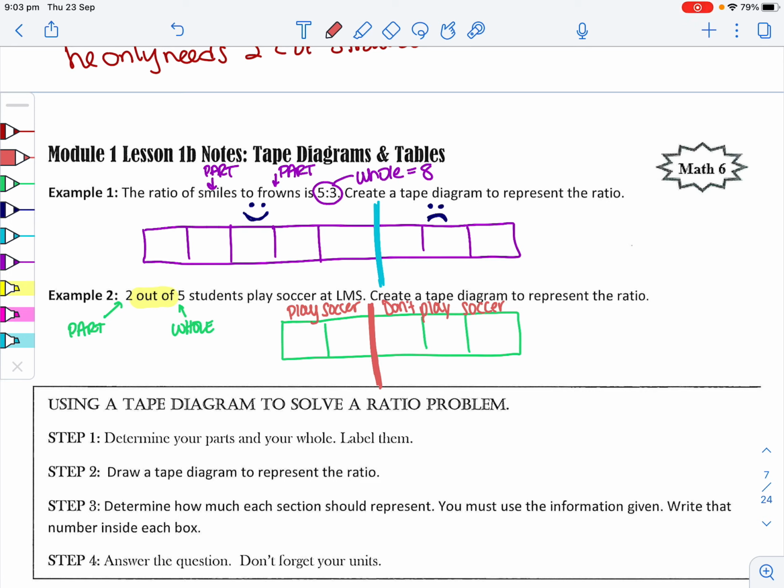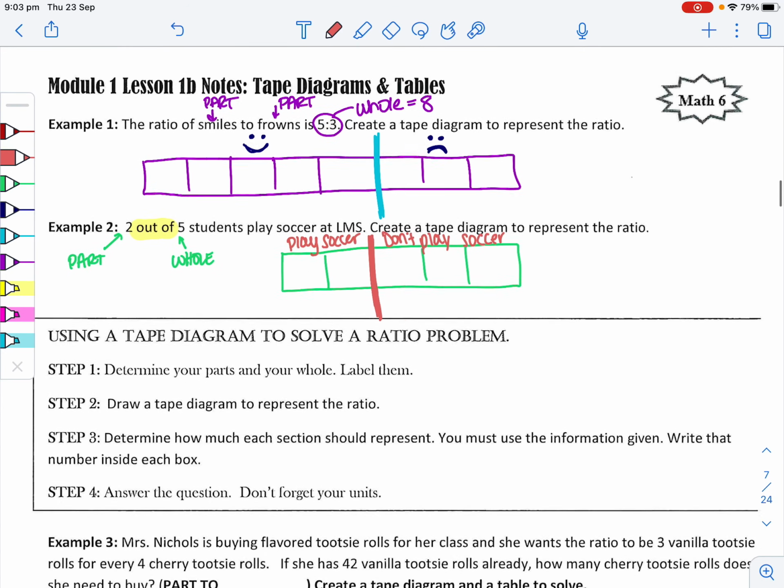So in this one, I was already given the whole of 5. I had to break it into 5 pieces. And then these first 2 play soccer because 2 out of 5 students play soccer. And then I have to find what the other ones do. Well, if the first 2 play soccer, then the other 3 don't. So we're going to use both of these ideas, okay? And we are going to use tape diagrams to solve ratio problems.